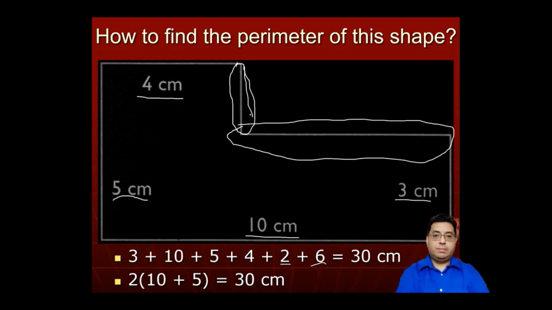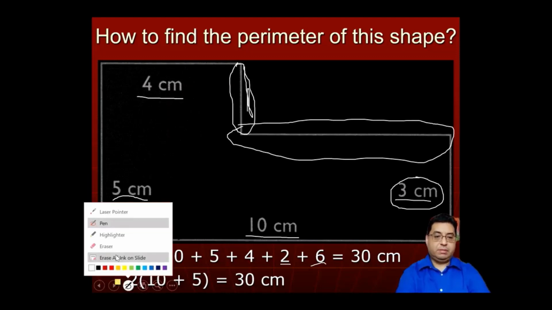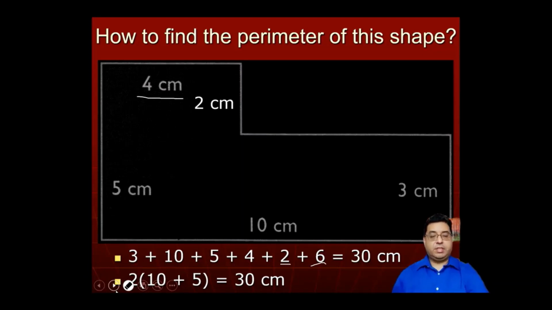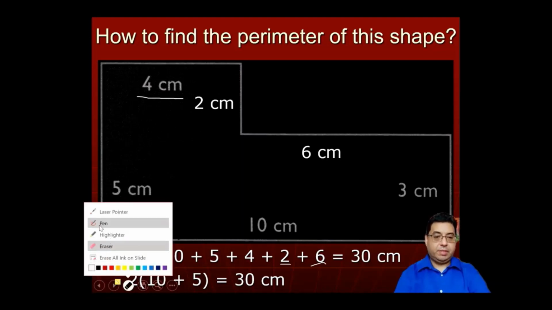For this part here, we know that the side is 5 centimeters, so we know on this side it's 3 centimeters. That'll help us figure out what the answer is. So let me just clean this out real quick so I can show you the answer. So we got 2 centimeters here for that missing part, and 6 centimeters here for that missing part.